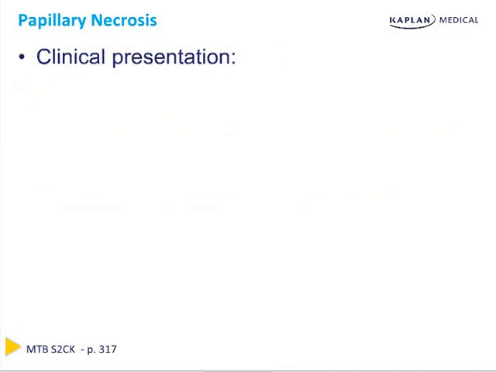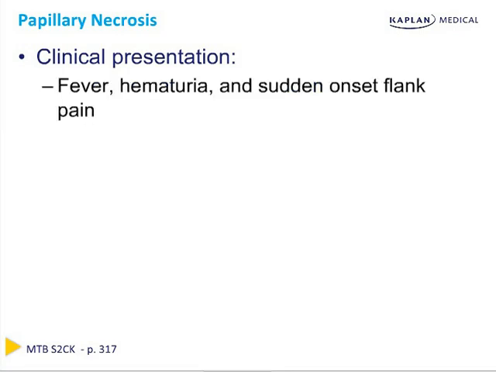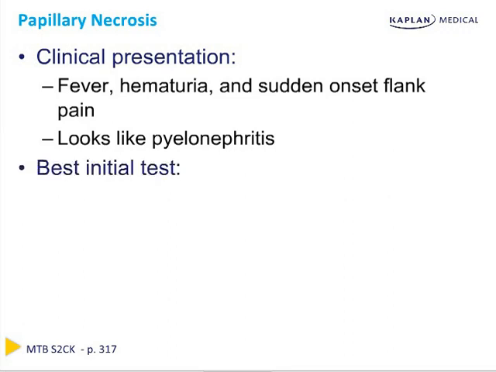As far as clinical presentation, if the USMLE Step 2 is trying to describe a patient with papillary necrosis, they'll often describe sudden onset of fever, hematuria, and very sudden, very severe flank pain. For all the world, this looks just like pyelonephritis. So to tell papillary necrosis from pyelonephritis, what's the best first test?